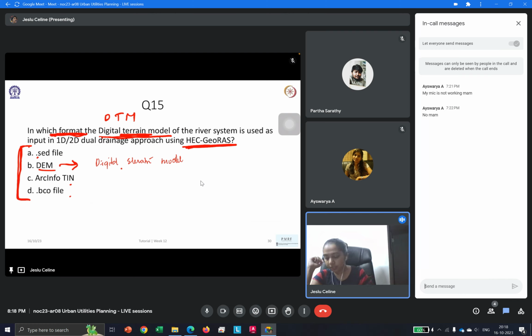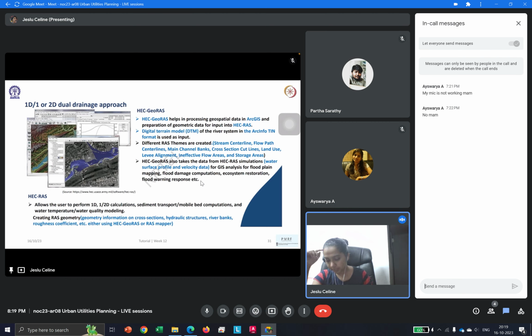So the answer here is ArcInfoTech. This is what we use in order to get the terrain. So it's the formats that we follow. Let's see some other formats which we learned. The digital terrain model, DTM, in the ArcInfoTech format is used as the input.